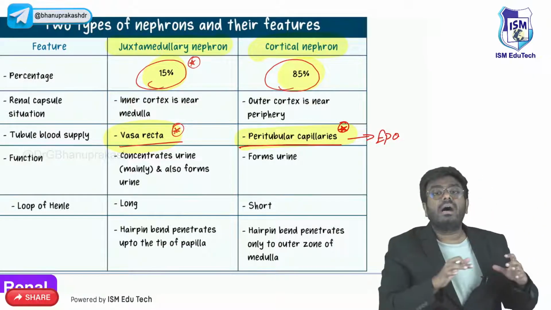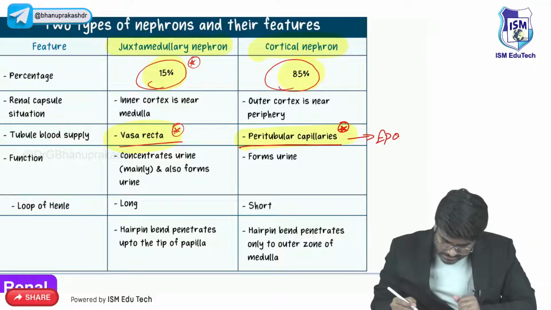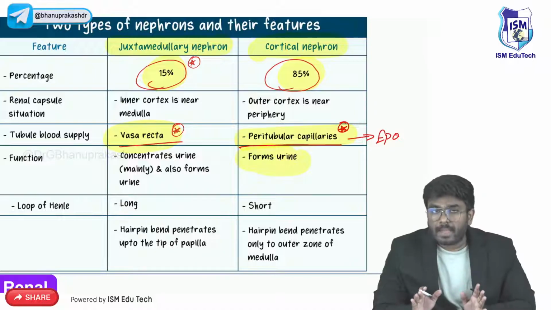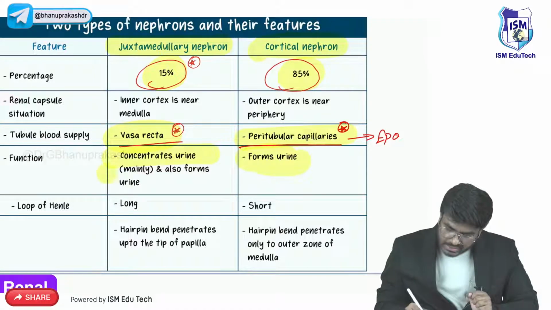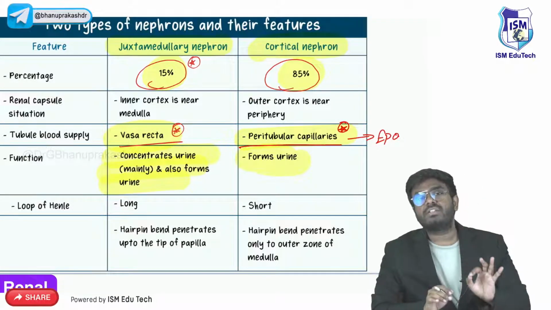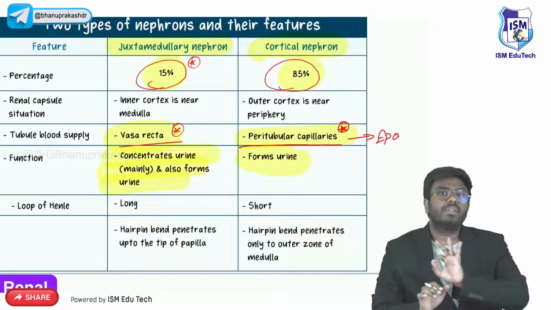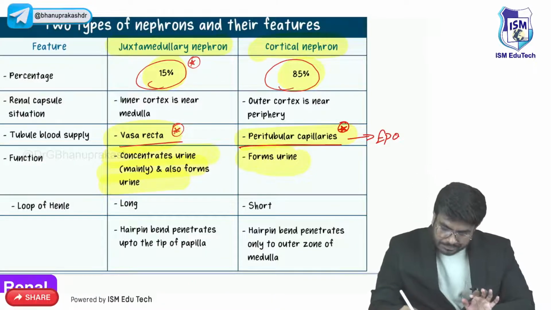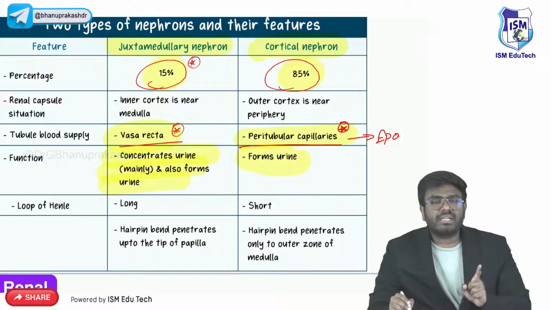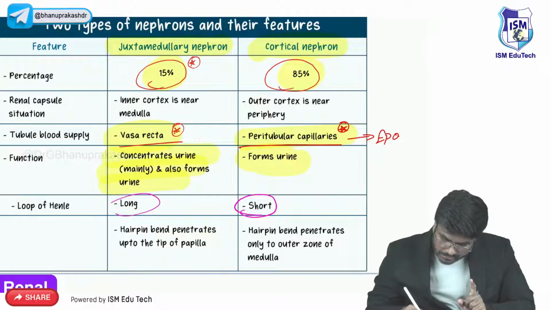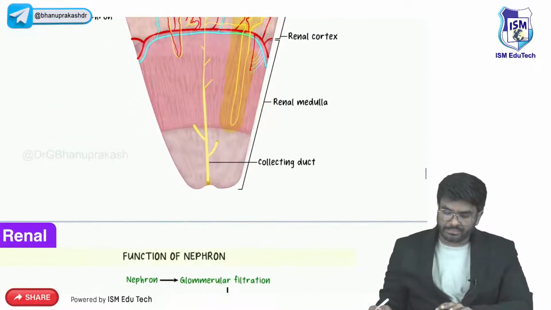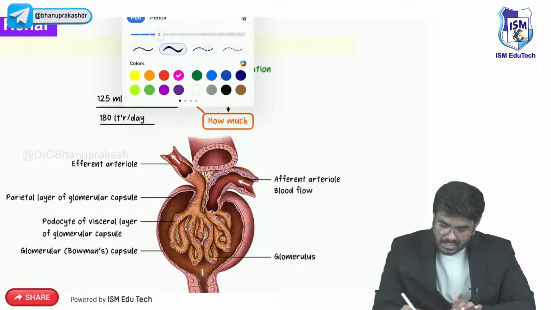Now, what are the other functions? The cortical nephrons mainly help in the formation of urine, but the juxtamedullary nephrons help in the concentration of urine. They will specifically ask which nephrons help in the concentration of urine. It's the juxtamedullary nephrons. One more difference, already discussed: the cortical nephrons have a short loop of Henle and the juxtamedullary nephrons have a long loop of Henle. Done. So the different types of nephrons are also completed.